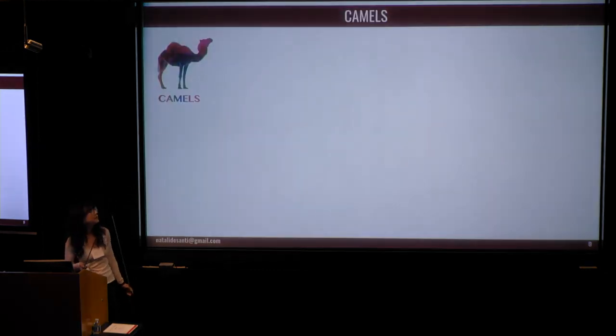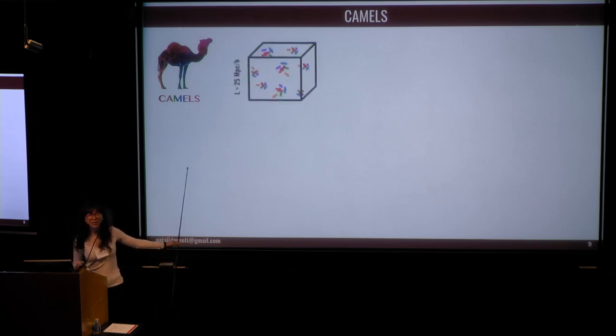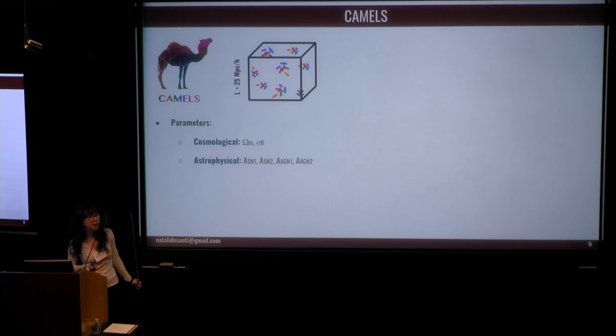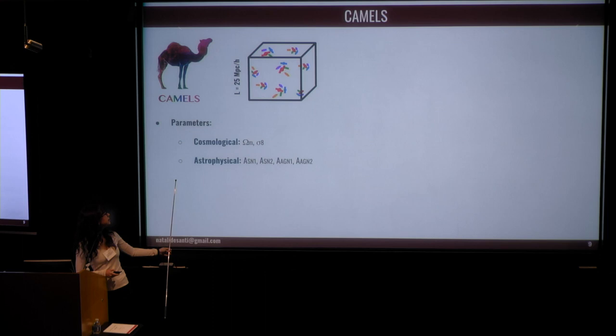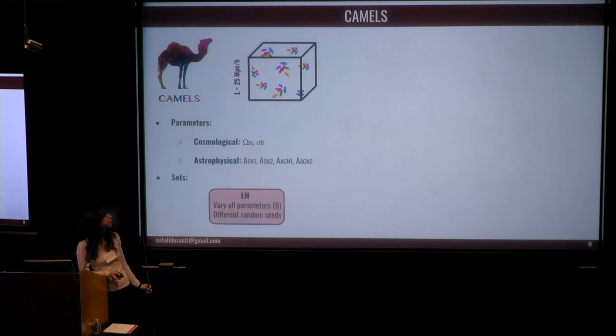The data set that we are using here is the CAMELS simulations. These are really amazing simulations in which we can vary many cosmological and astrophysical parameters. But to have this bunch of simulations, they are pretty small boxes, only 25 megaparsecs. In these boxes, we have variations for two cosmological parameters, omega matter and sigma 8, and then variations for astrophysical parameters related to supernova and to AGN feedback.